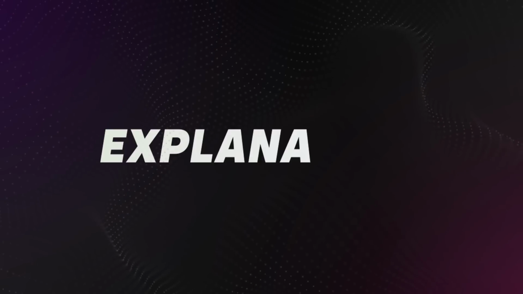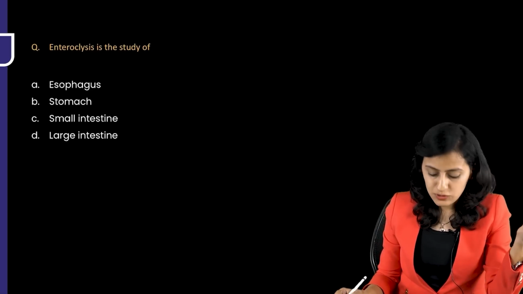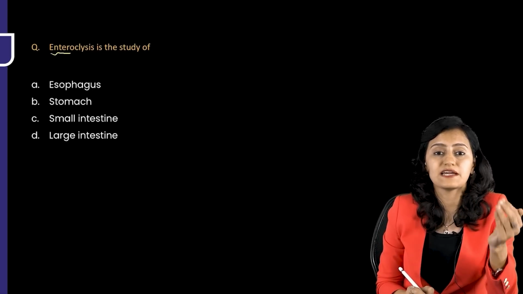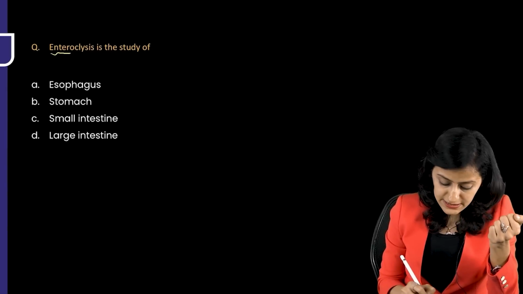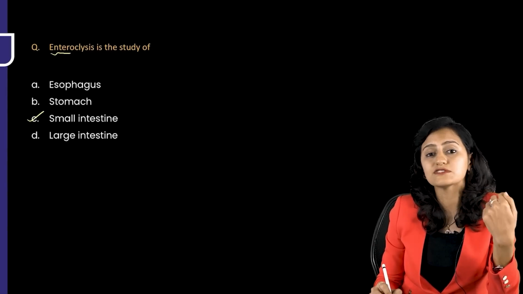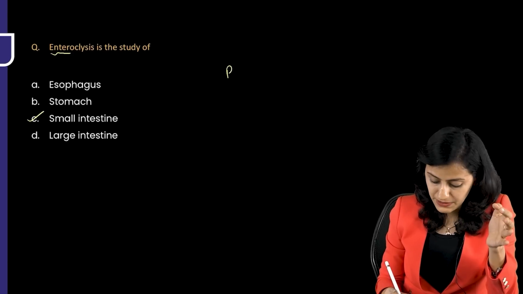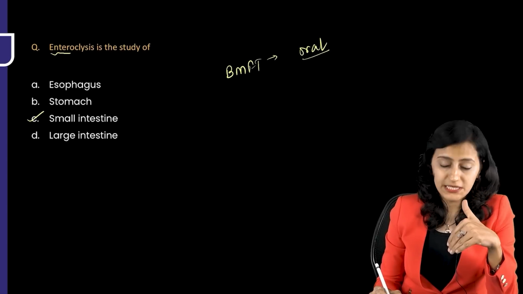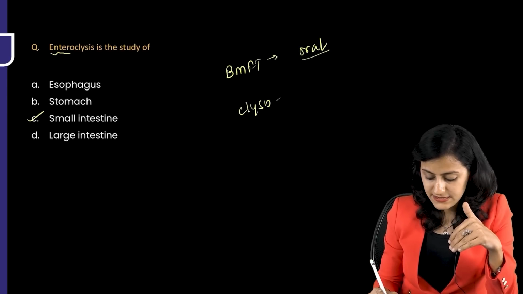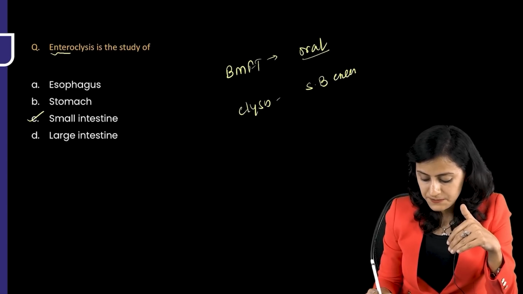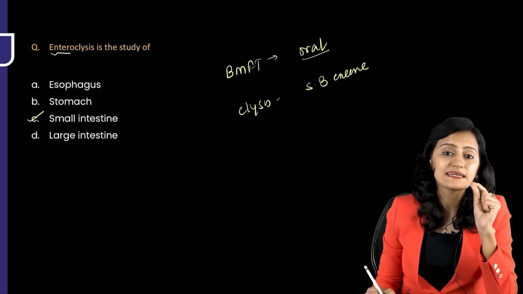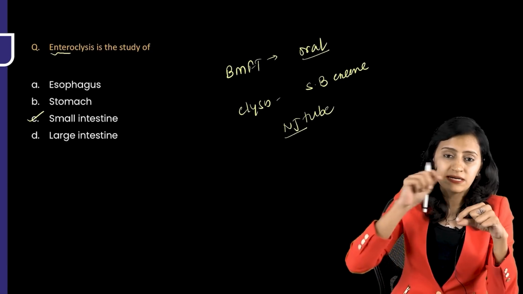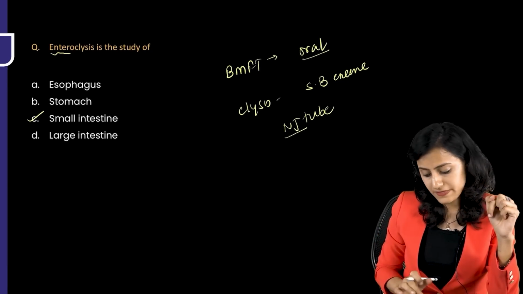Enteroclysis. Here's the explanation. Now, what is enteroclysis? Enteroclysis, as the term says, entero is the small intestine, like we have gastroenteritis. So enteroclysis is the study of the small intestine, but the difference as compared to BMFT is that in BMFT we give the barium orally. In enteroclysis, it is like a small bowel enema. The contrast is given directly into the small bowel by putting in a tube. We put a nasojejunal tube and it goes directly into the jejunum.